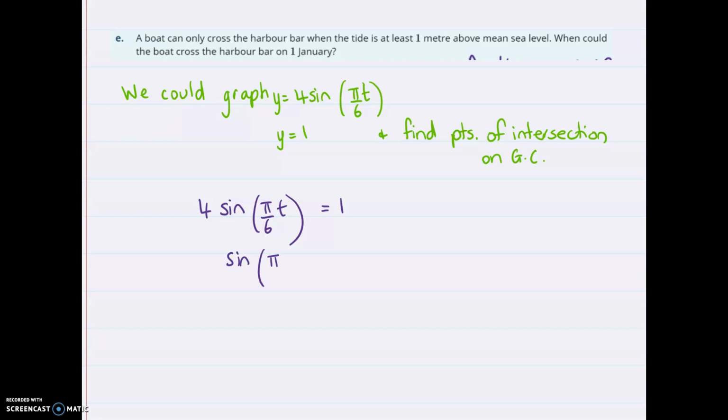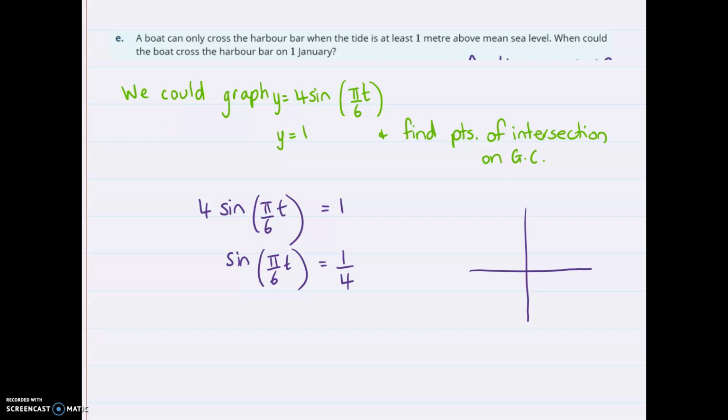So if I rearrange, I need to get sine of the angle on its own, and I divide by 4 on the other side, so I've got a quarter. 1/4 doesn't appear in either of your special triangles. You've got 1, 2, root 3, and 1 and root 2. This is nothing like that. So we're going to use our graphics calculator to do this.